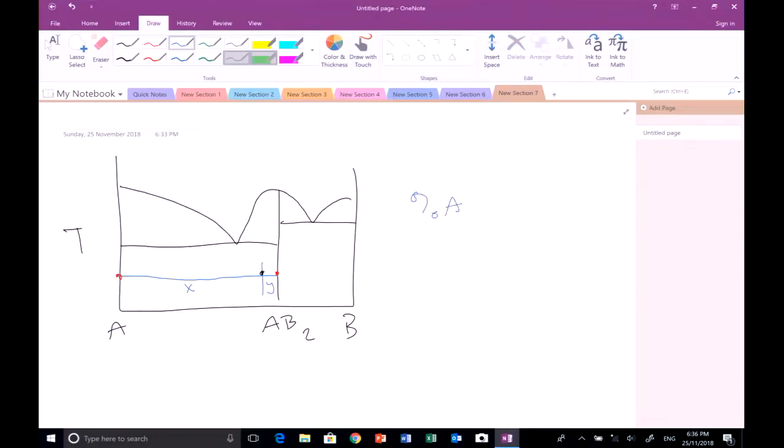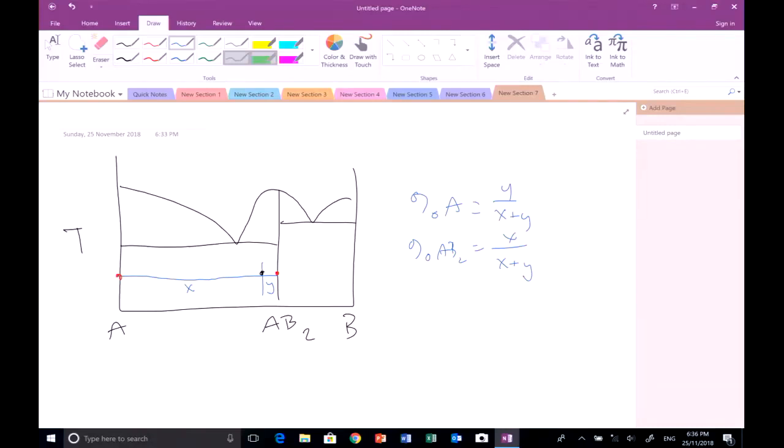And the percent A equals what? Percent A. Third grade, guys, come on. What is it? How do I calculate how much A I have? Y over X plus Y. So that must mean, if that's correct, then the percent AB2 is X over X plus Y.